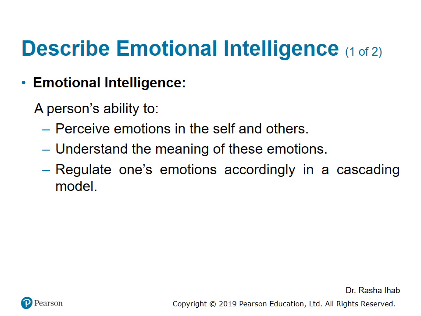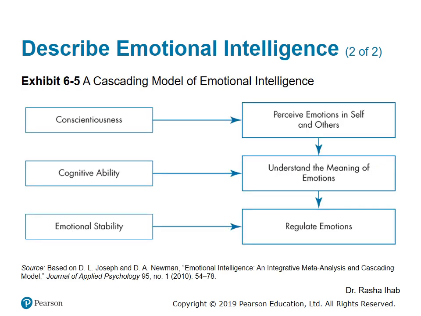accordingly, in a cascading model that is shown in the following figure. This figure shows the cascading model of emotional intelligence. Emotional intelligence means الذكاء العاطفي. It starts with the block on the upper left, which is the conscious process, where you perceive the emotions in yourself and the other.